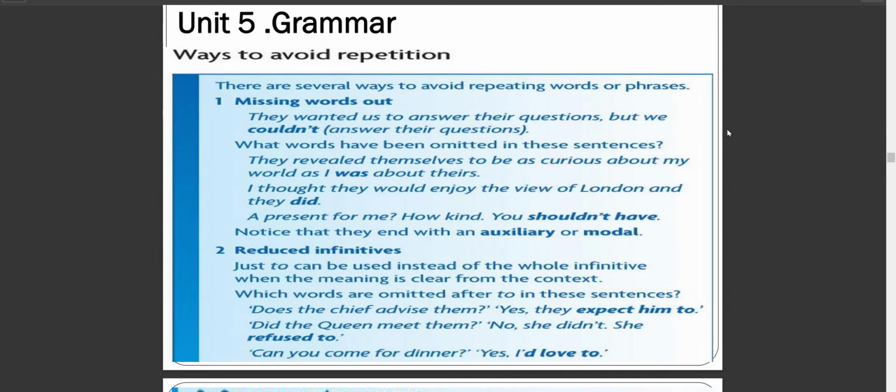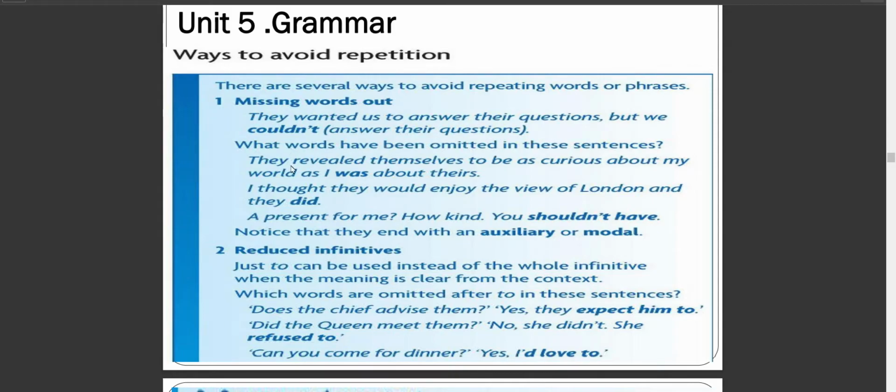In the grammar we have the topic which is ways to avoid repetition, الطرق لتجنب التكرار. What are these ways? Let's take the first one. Number one, missing words out. Number two, reduce infinitives. Number one, missing words out, تجنب الكلمات المفقودة. They wanted us to answer their questions but we couldn't answer their questions. What words have been omitted? ما هي الكلمات اللي تم حذفها في هذه الجمل؟ الكلمات اللي تم حذفها هي answer their questions. هذا يعني أنه ليس هناك حاجة بإضافة هذه answer their questions. هذه فقط زائد، يعني ليس هناك حاجة لإضافتها هي الجواب.